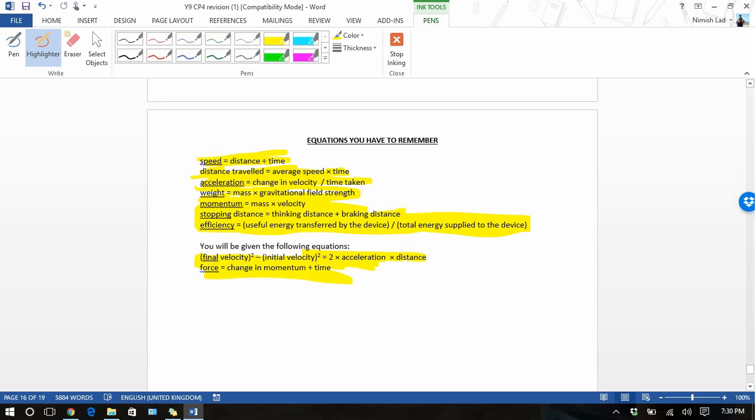So to quickly write through them, you've got chemical for food, you've got kinetic for moving objects, nuclear for when you're splitting atoms, sound, obvious, light, that's obvious as well. Then you've got electrical for electrical devices, and you've got elastic potential, gravitational potential as well. So you've got all these different forms of energy. Make sure you know uses of them and where you'd find them.